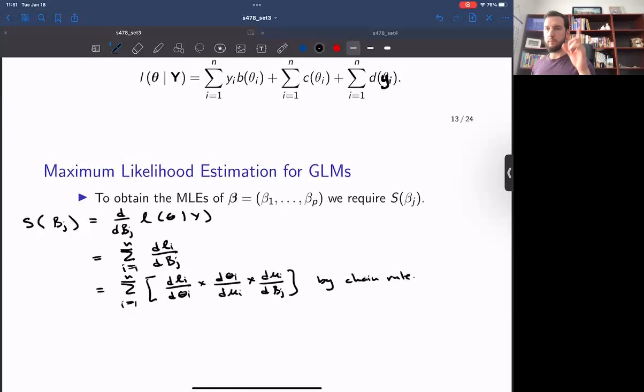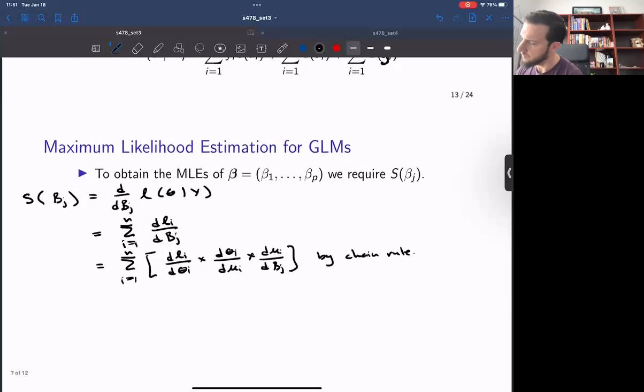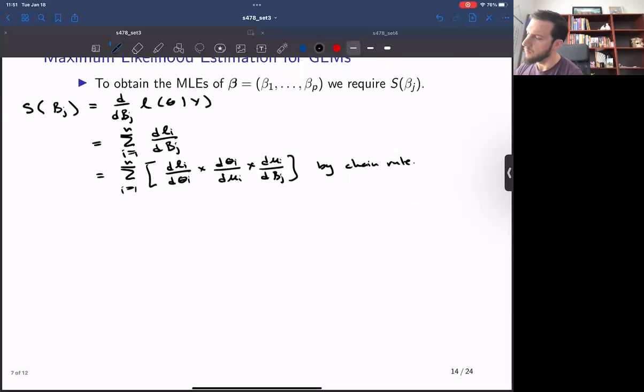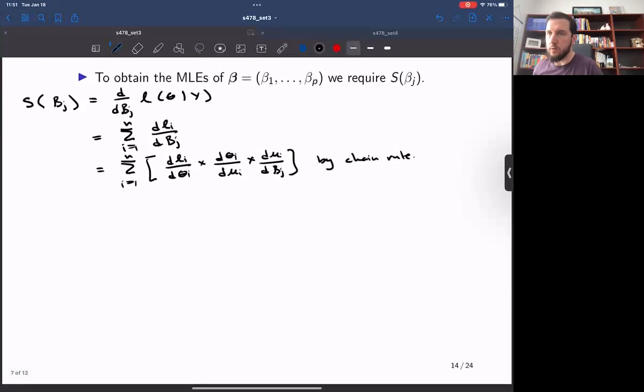Okay, so that's the first part. So we now have a general open expression for the score function, and it's the sum across the product of each of these partial derivatives. So the next thing that we're going to do is derive the partial derivatives of, or show how we can represent the partial derivatives of, this function.